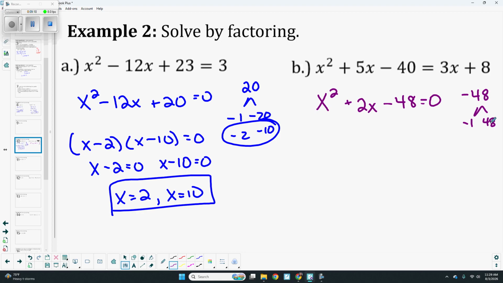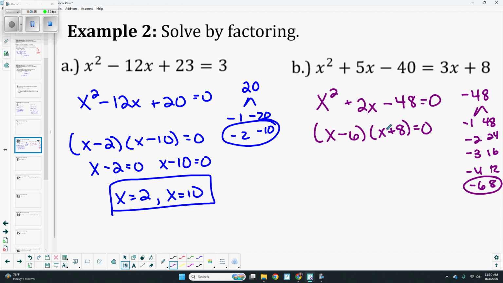So negative 1 and 48, negative 2 and 24, negative 3 and 16, negative 4 and 12. 5 doesn't go in. Negative 6 and 8. There we go. Negative 6 and 8. So x minus 6, x plus 8. Set each of them equal to 0. So x would equal 6, and x would equal negative 8.